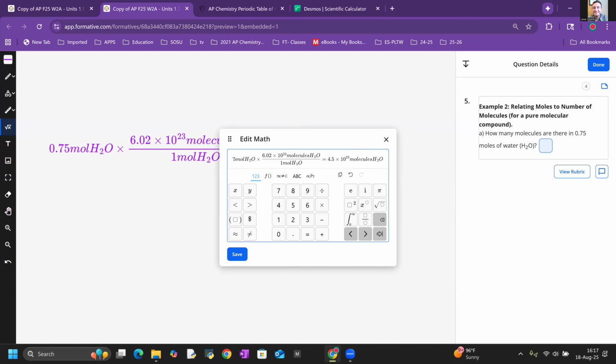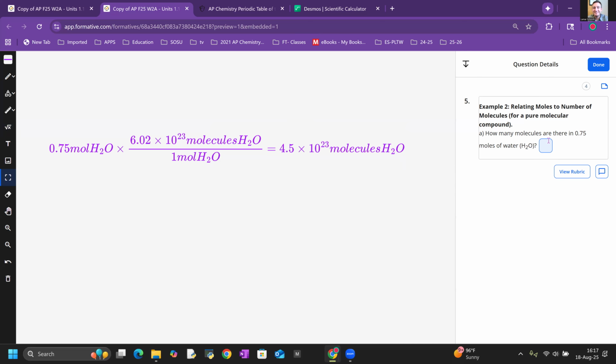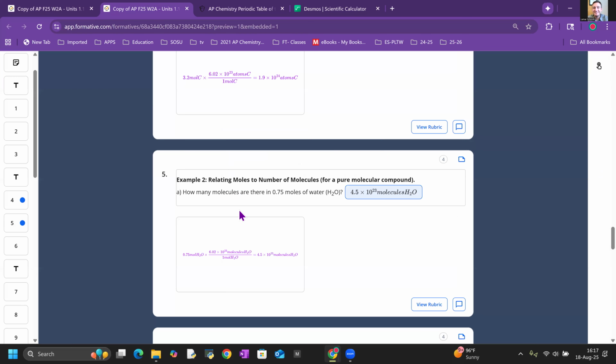4.5 times 10 to the 23rd molecules of H2O. And then make sure we put that in the response box, so we don't want to type that again. So Control C, save. Come over here, Control V, done. And hopefully you're getting your points. All right, we'll move over to the next one.